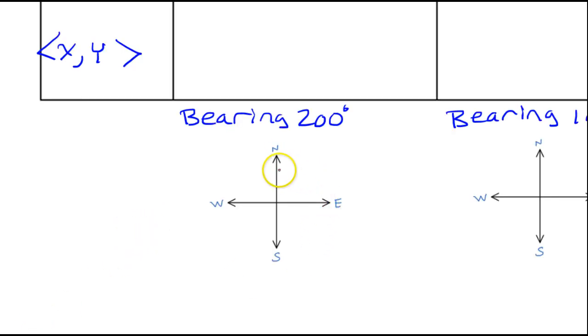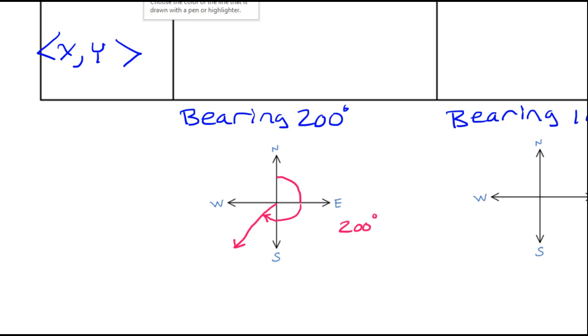So a bearing of 200 means start here at north and start going clockwise. So far I've gone 90 degrees. If I went to here, that would be 180 degrees. If I went all the way to west, that would be 270 degrees. That would be too far. So I'm going to stop here in the third quadrant. So my vector is in the third quadrant. So this is the 200 degree bearing that we're given.